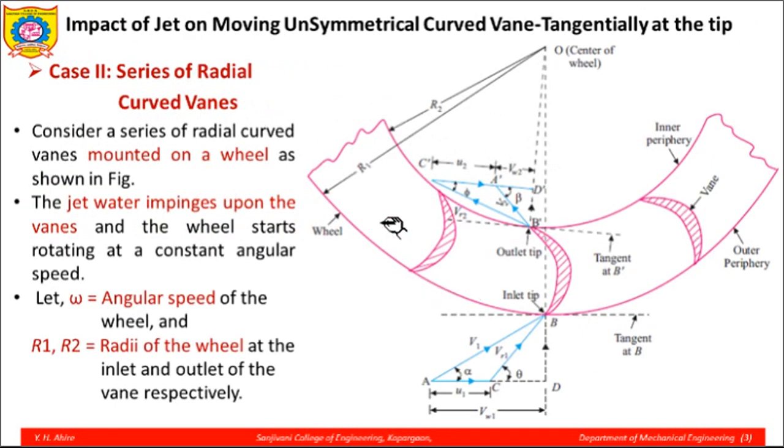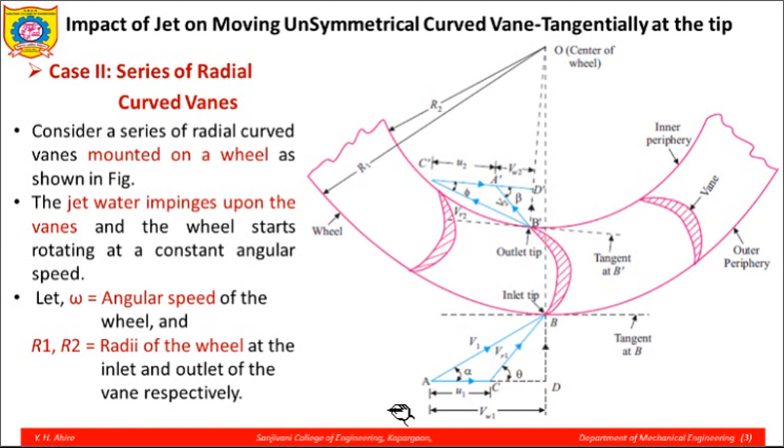Now, what do we mean by a series of radial curved vanes? The radial curved vanes, which are unsymmetrical, are installed on the periphery of a wheel. Actually there are two peripheries: the inner periphery of the wheel and the outer periphery of the wheel. Between these two, the radial curved unsymmetrical blades are fixed at equal distance from each other, right?